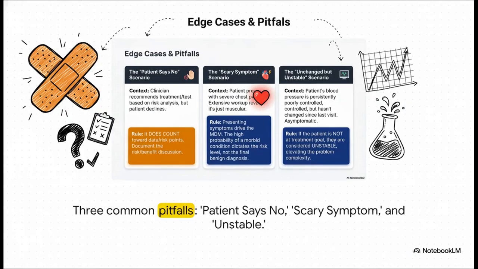Let's run through a few tricky real-world scenarios. First up, the patient says no. The patient refuses a test. Does it count? You bet it does. As long as the risk/benefit discussion is documented, you get credit. Second, the scary symptom. Patient comes in with chest pain, but it turns out to be muscular. The risk isn't based on the final diagnosis, it's based on the high-stakes condition you had to rule out. And third, unchanged but unstable. Remember that patient with high blood pressure who's not at goal? That elevates the problem's complexity right there.